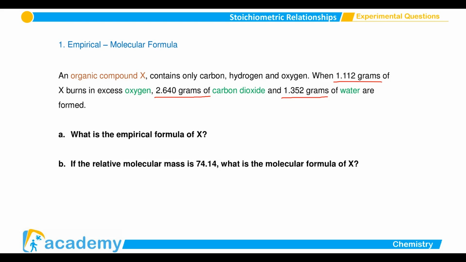Before we start solving, we need to write the chemical equation between X and oxygen to form carbon dioxide and water. In combustion reactions, oxygen is always the reactant, and if we have an organic compound containing carbon and hydrogen, or carbon, hydrogen and oxygen, we produce carbon dioxide and water. This is called complete combustion. We don't know the molecular formula of X yet, that's why I cannot balance the equation. We don't know the coefficients for now. Okay, so how do we start solving this question?